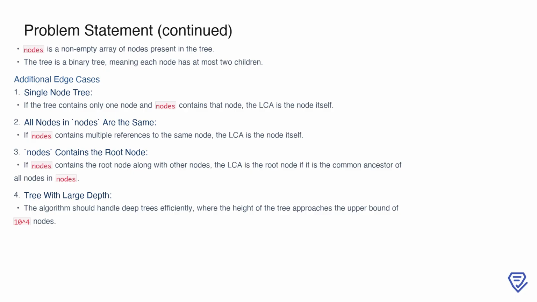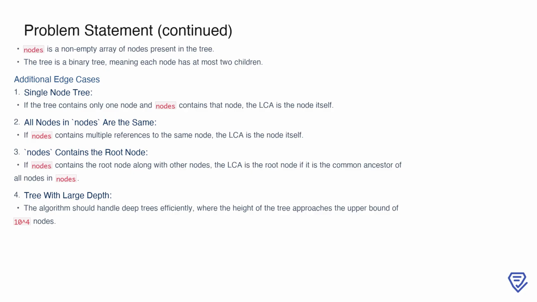Third, if nodes contains the root node along with other nodes, then the root will be the LCA if it is the common ancestor of all nodes in the nodes array. Finally, for trees with large depth, your algorithm must efficiently identify the LCA even when the tree approaches its maximum size of 10,000 nodes. These scenarios highlight the importance of designing an optimized solution that handles both typical and edge cases effectively.